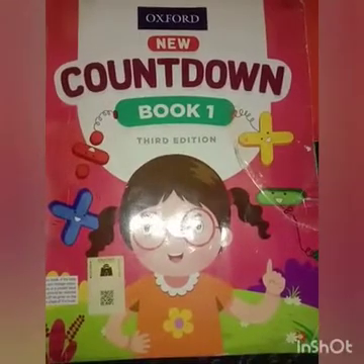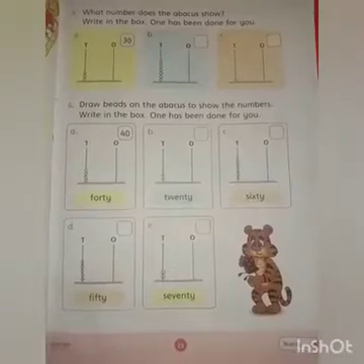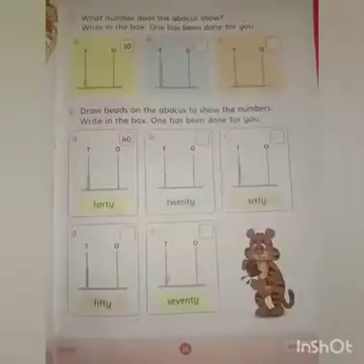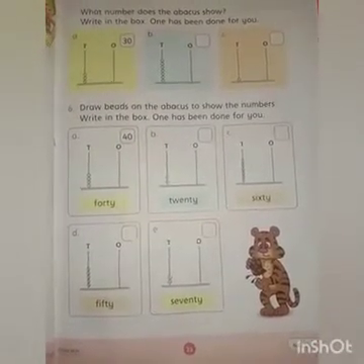Today we are going to do our next two pages. Page number 23 plus page number 24. We are going to start our work from page number 23.